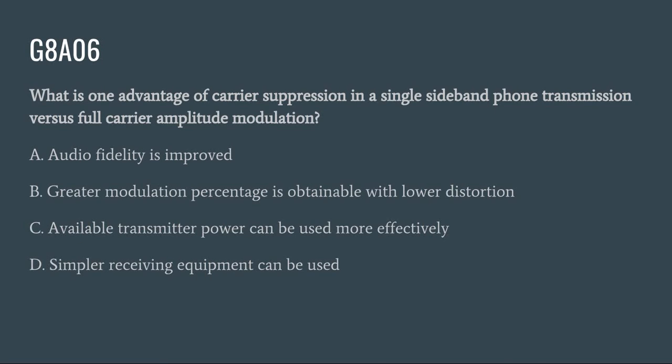G8A06, what is one advantage of carrier suppression in a single sideband phone transmission versus full carrier amplitude modulation. A. Audio fidelity is improved. B. Greater modulation percentage is obtainable with lower distortion. C. Available transmitter power can be used more effectively. Or D. Simpler receiving equipment can be used. Correct answer C. Available transmitter power can be used more effectively.